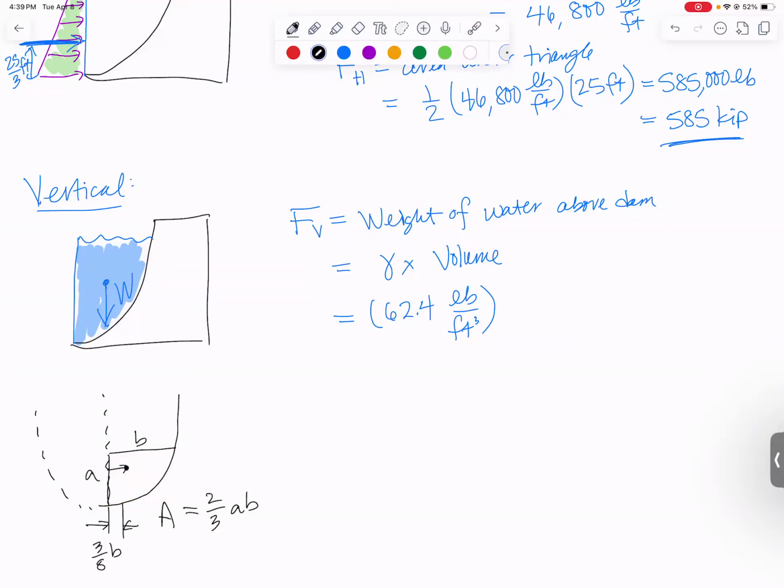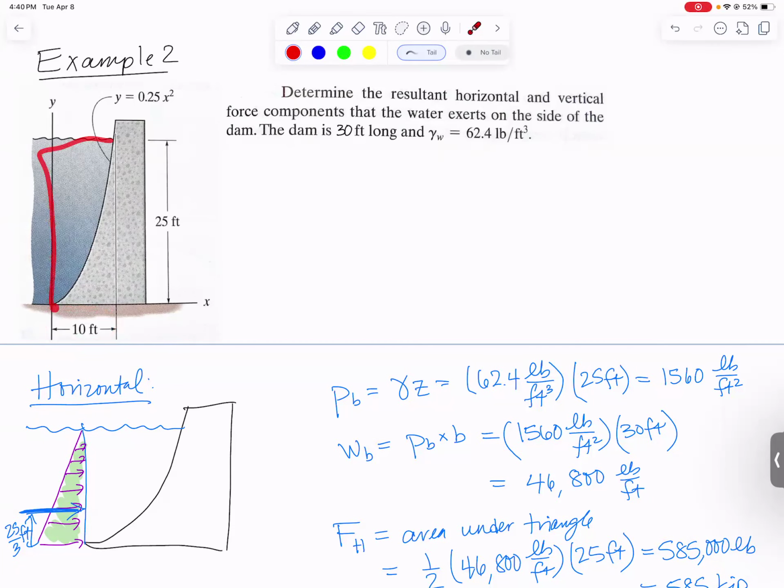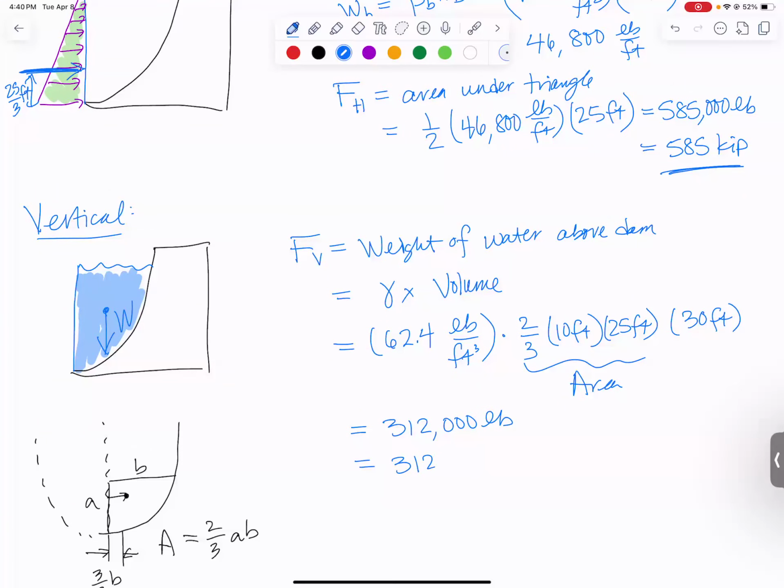So we're going to use that. It's the inside of the parabola here. So we're going to do times 2/3. What are our A and B? I think they actually gave those in the original picture, right? Here's our parabola. One side is 10 feet. The other side is 25 feet. So 2/3 times 10 feet times 25 feet. That's the area, but I need volume. So I need to multiply it by how far into the page it extends. That's my 30 feet. So that'll give me volume. And when you multiply this out, you get 312,000 pounds or 312 kips.